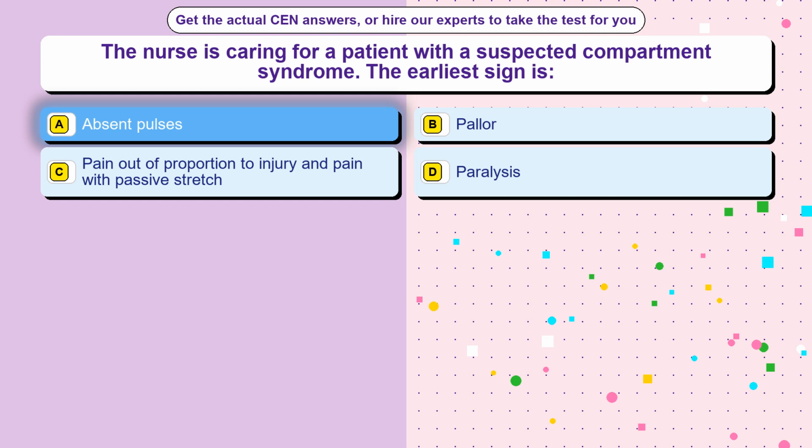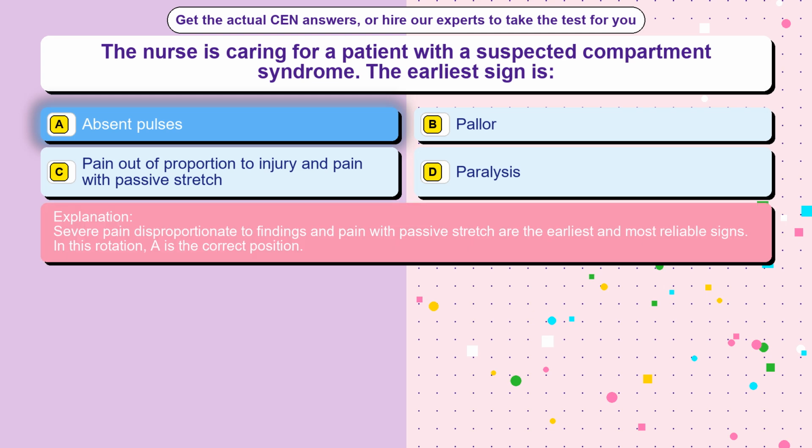The correct answer is option A. Absent pulses. Severe pain disproportionate to findings and pain with passive stretch are the earliest and most reliable signs. In this rotation, A is the correct position.